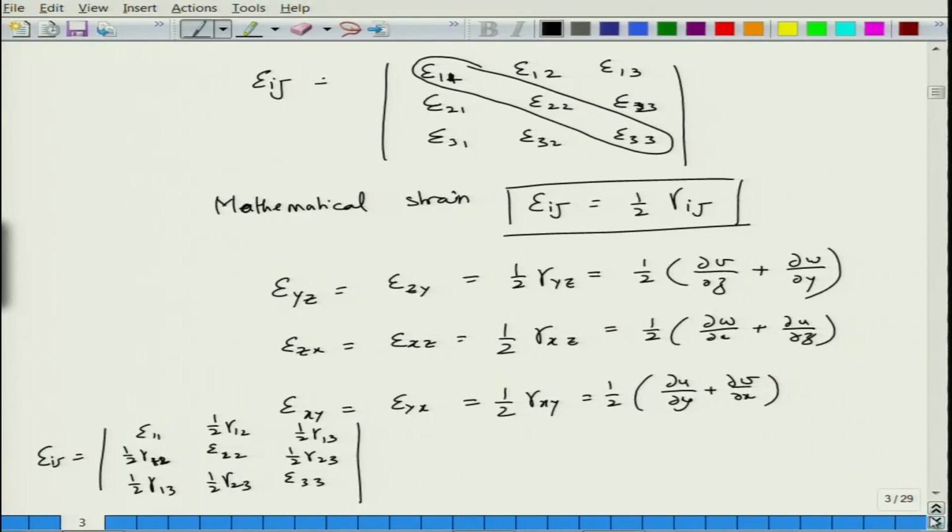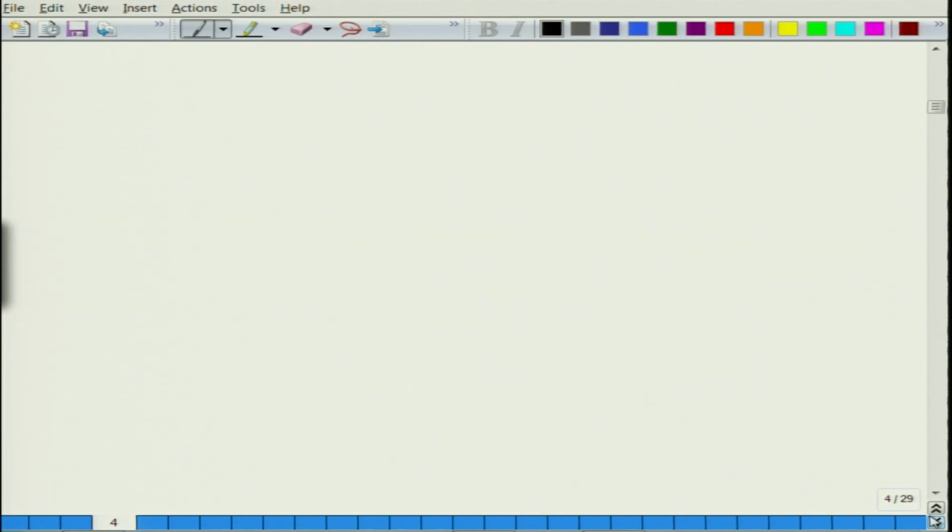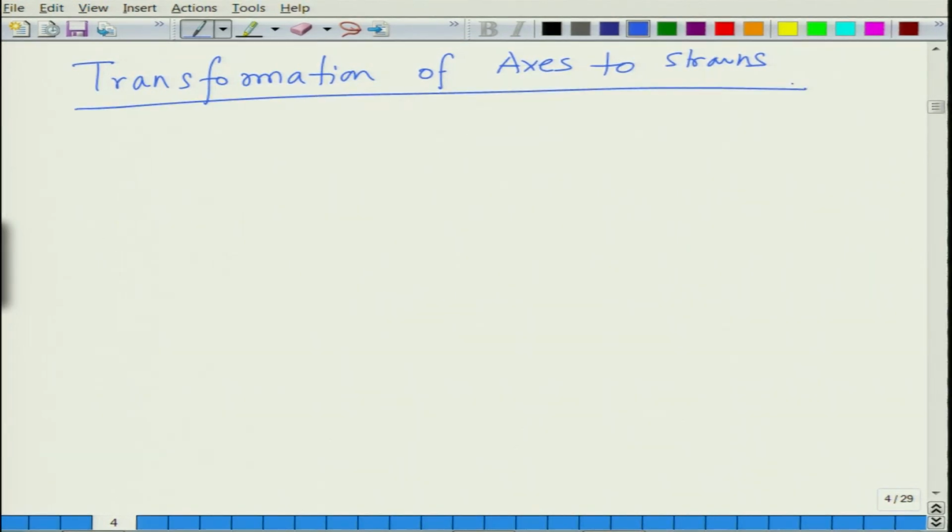Now, we are going to apply the transformation of axis to strains. We saw the transformation of axis for stress. Now, we will look at the transformation of axis for strains. This is applicable only to small strains.